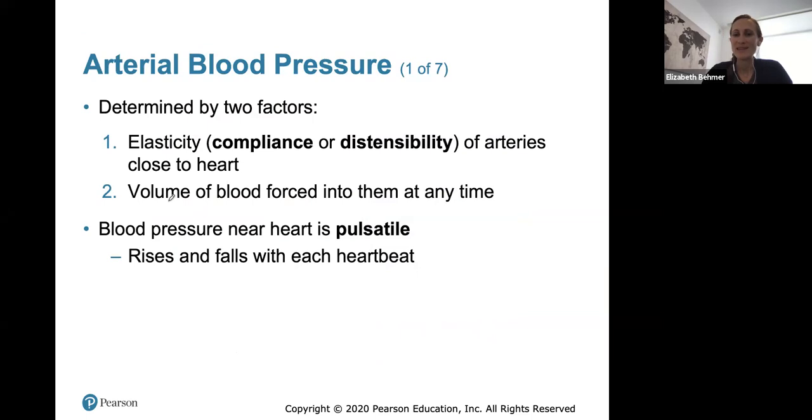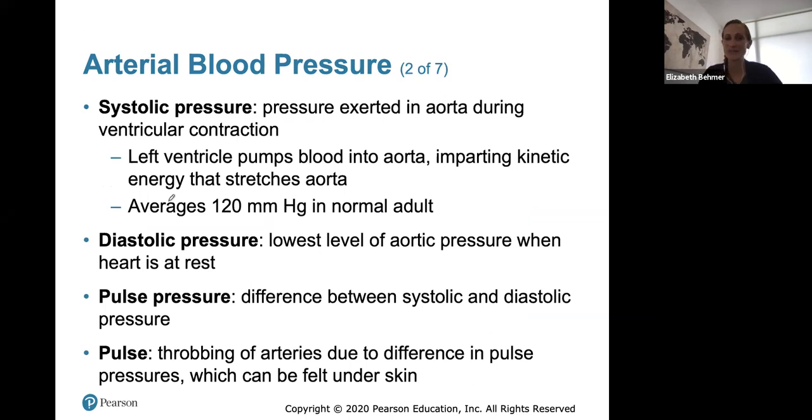It's determined by the elasticity of arteries close to the heart and the volume of blood forced into them at any time. Blood pressure near the heart is pulsatile, so it rises and falls with each heartbeat. The pressure exerted in the aorta during ventricular contraction is what we call systolic pressure. And diastolic pressure is the lowest level of aortic pressure when the heart is at rest. Again, normal systolic pressure is 120, and normal diastolic pressure is about 80 millimeters of mercury.